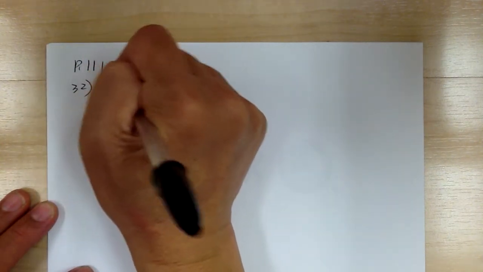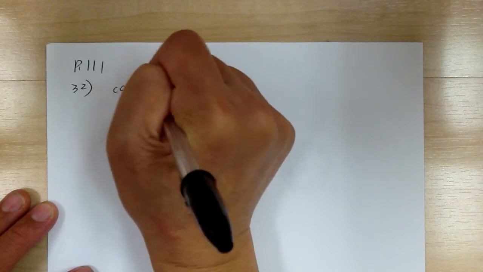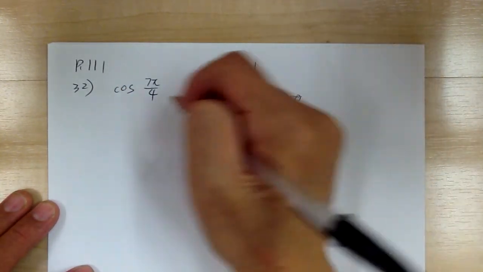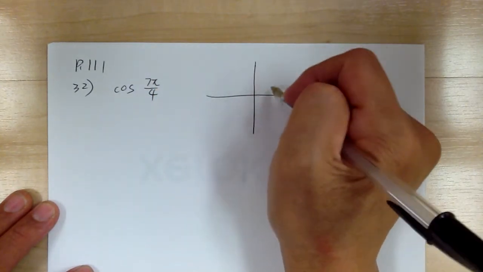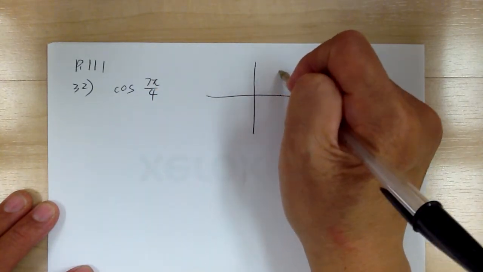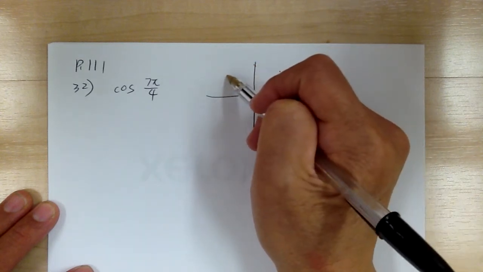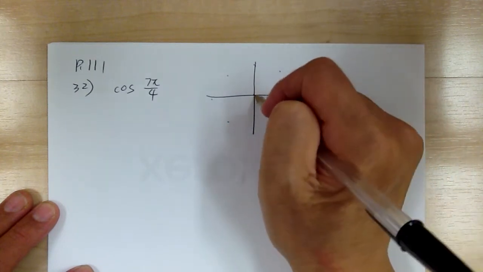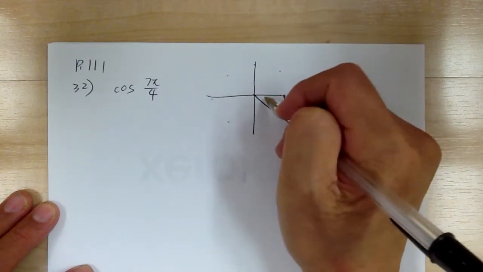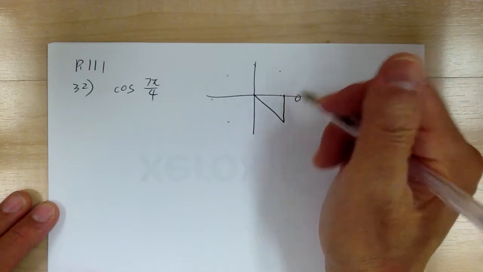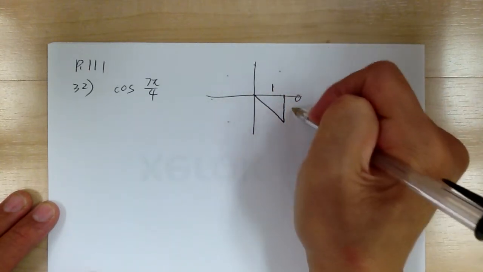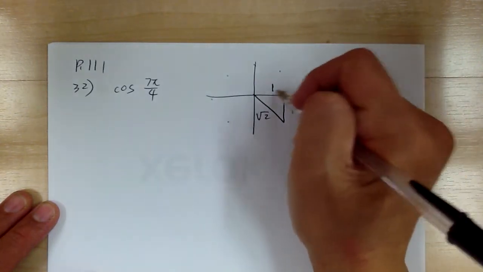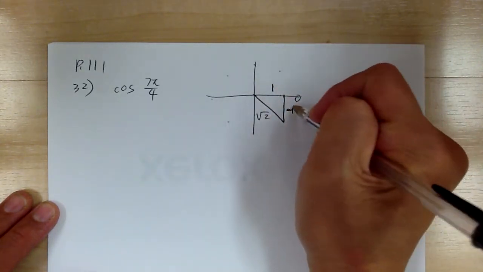Number 32, you have cosine of 7 pi over 4. So you can get your triangle, so here's your 0. Now, pi over 4 is halfway through, right? So this is 1 pi over 4, 2 pi over 4, 3 pi over 4, 4 pi over 4, 5 pi over 4, 6 pi over 4, 7 pi over 4. And it's going to be a 45 degree triangle, right? So after you do that, then it's going to be 1, 1, square root of 2. This is a 45, 45, 90 special triangle. So get the number first, then you get the sign correct.